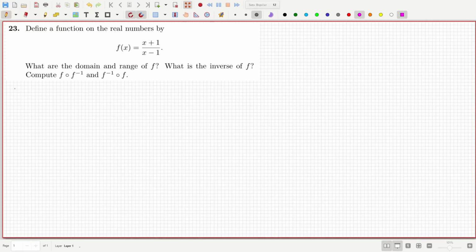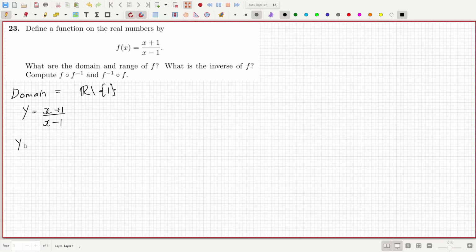Okay, domain. Well, the domain, that's pretty clear. X can be anything except for 1. Okay, now let's figure out what the range is by solving this.